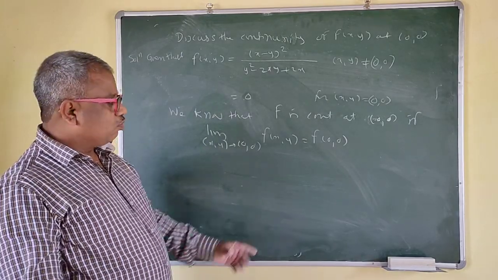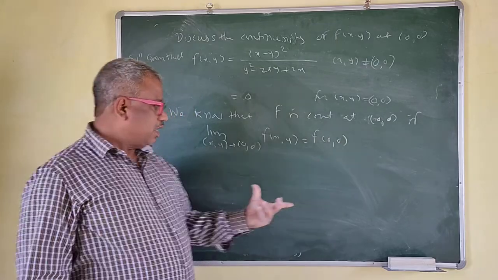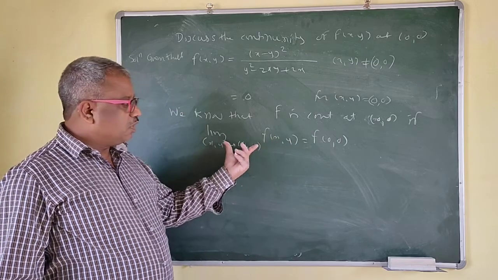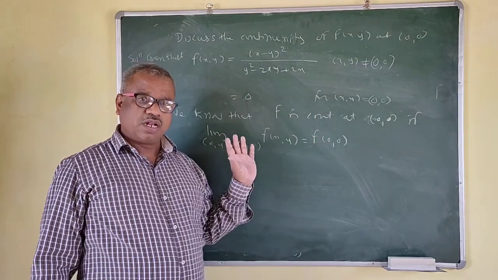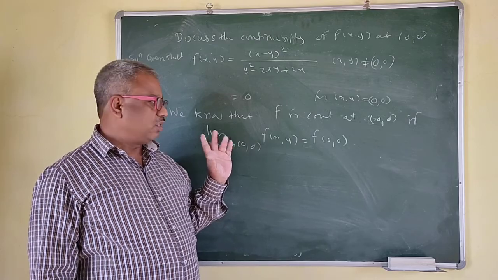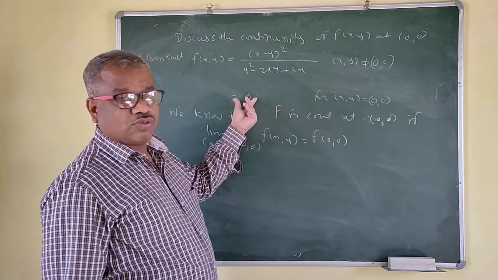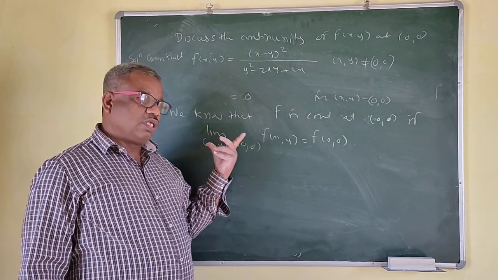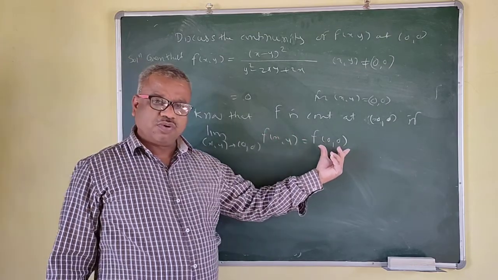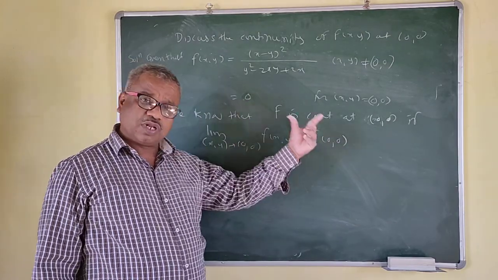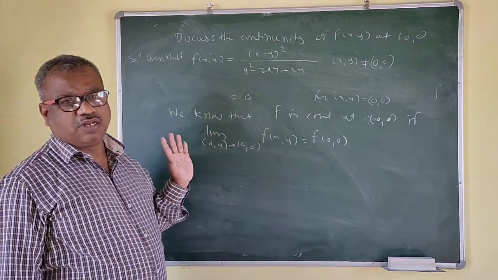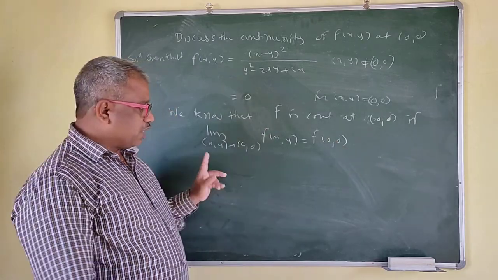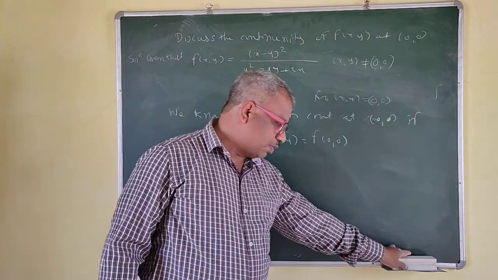Now what is our aim then? To find the value of f of (0, 0) and the value of the limit as (x, y) tends to (0, 0) of f of xy. If these two values match, then your function will be continuous. Otherwise, your function will be discontinuous. Now see here, f of (0, 0) is given to you, right? So you must check this limit. If this limit exists and is equal to this, then the function will be continuous. If this limit exists but is not equal to f of (0, 0), the function will not be continuous, right? So we'll check whether these two are equal or not. This is our job now.